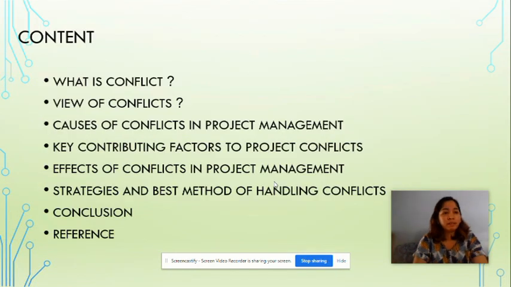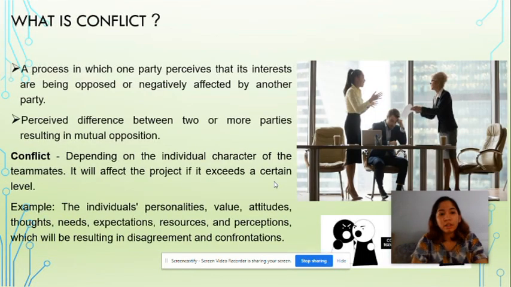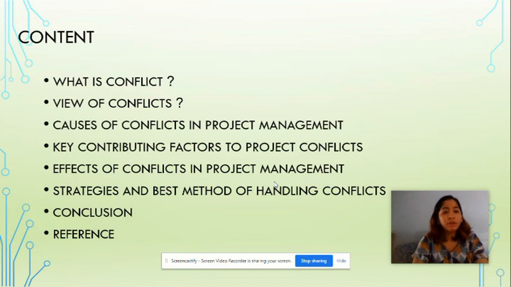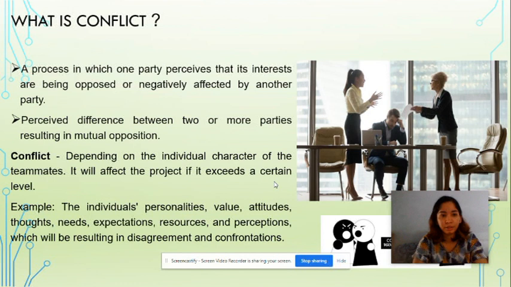Here are my contents. What is conflict? View of the conflict, cause of the conflict in project management, key contributing factors to project conflict, effect of the conflict in project management, strategy, and the best method of handling conflict. And lastly, I will go for the conclusion. What is conflict?